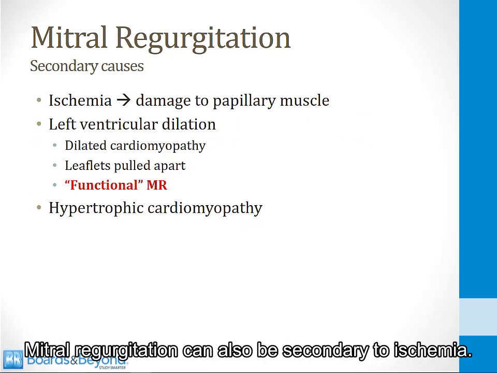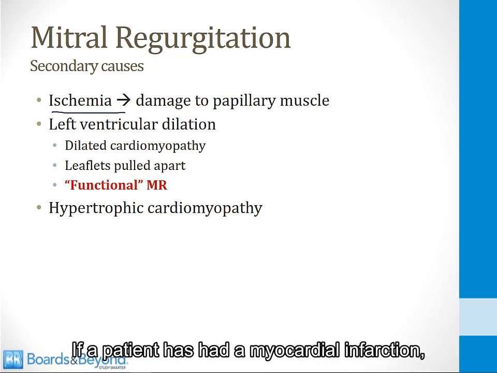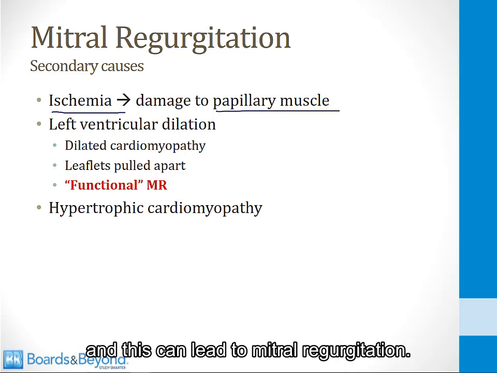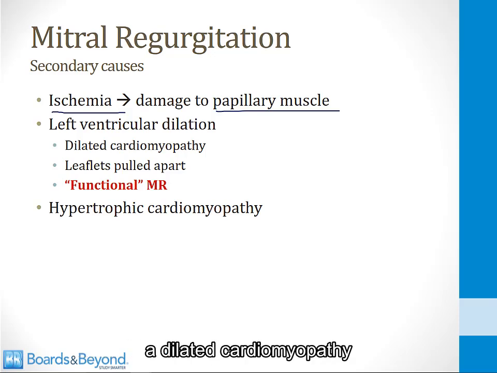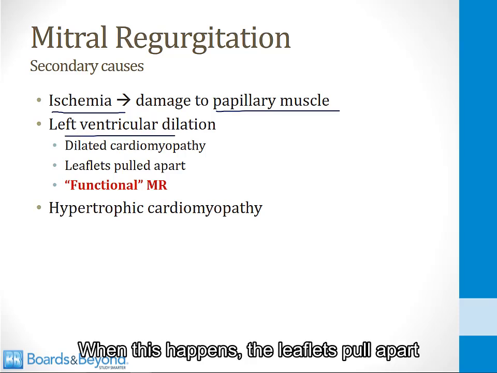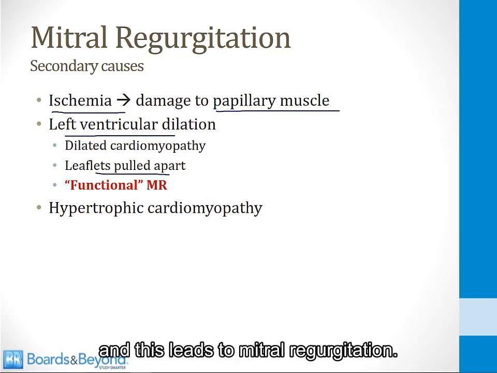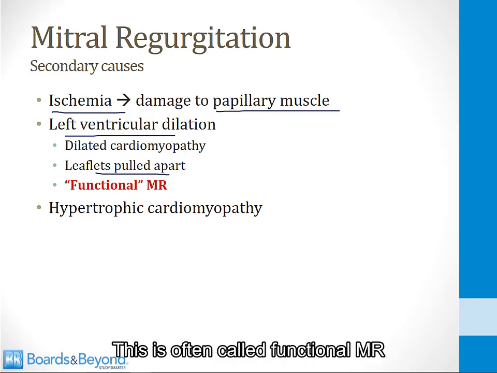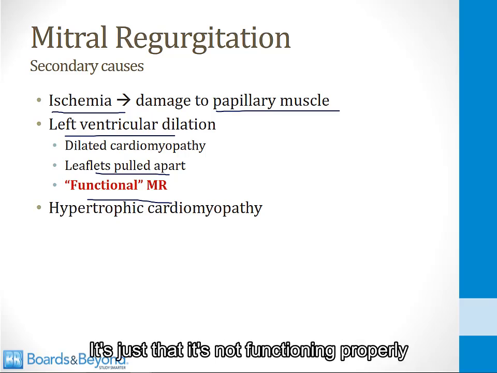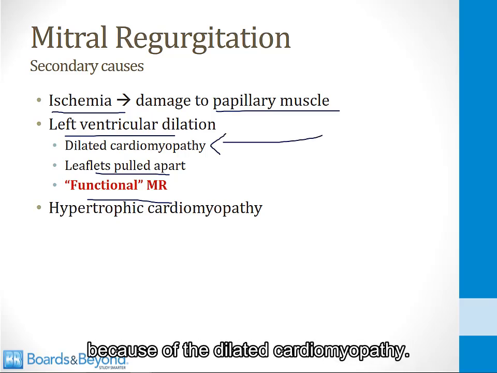Mitral regurgitation can also be secondary to ischemia. If a patient has had a myocardial infarction, there can be damage to a papillary muscle, and this can lead to mitral regurgitation. In addition, many patients who develop a dilated cardiomyopathy have dilation of the left ventricular cavity. When this happens, the leaflets pull apart, and this leads to mitral regurgitation. This is often called functional MR because there's nothing wrong with the valve. It's just that it's not functioning properly because of the dilated cardiomyopathy.